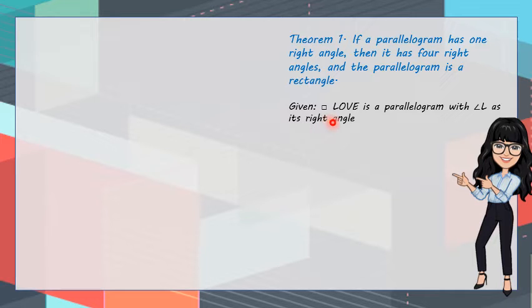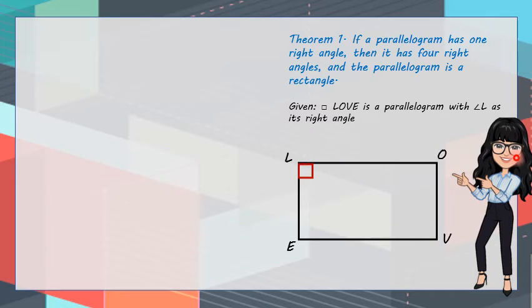In proving, we always start with a given statement. So our given statement is LOVE is a parallelogram with angle L as its right angle. We always start with a given because this will be our basis for the other statements that we will be using in trying to prove our theorem. So this will be the start of our statement. Given, again, LOVE is a parallelogram with angle L as its right angle. So this is our parallelogram, LOVE. This is not yet a rectangle. We will try to prove that this is really a rectangle, given that there is one right angle. So we call this parallelogram LOVE.